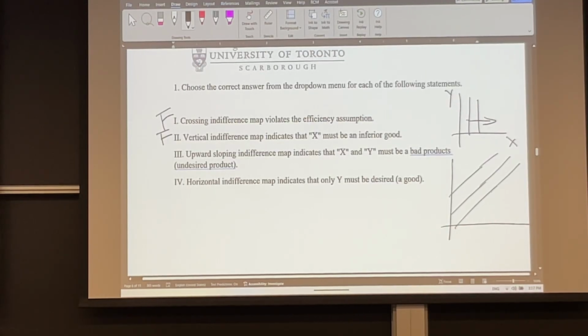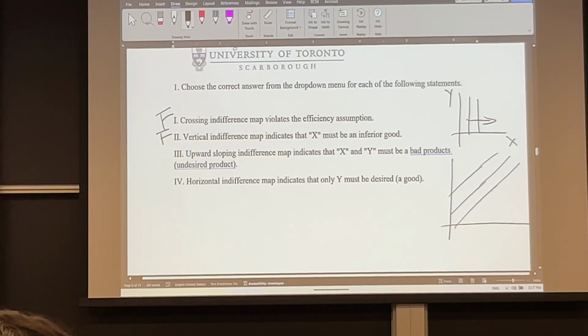Why? How do you know that? Because the consumer wants more Y for 3X. You can have it backward. Upward sloping means more of one is compensated by more of the other one. Well, how do you know which one is the good one? It depends on what makes you happier. If that's the indifference map, does this make you happier?